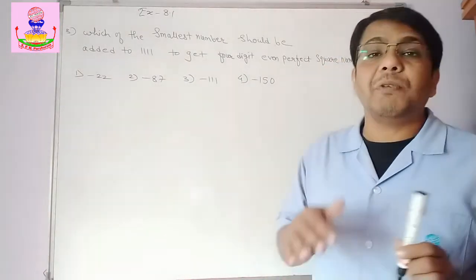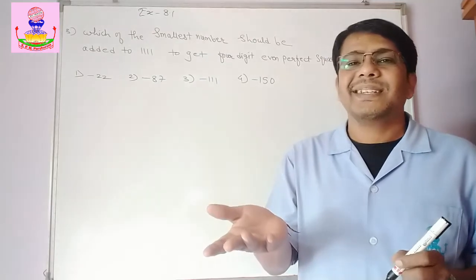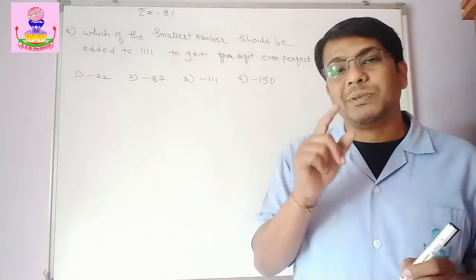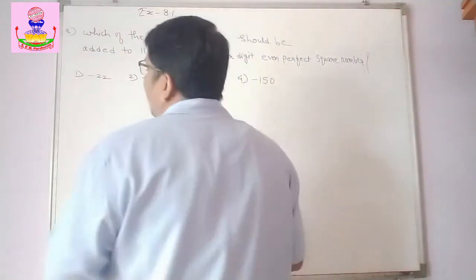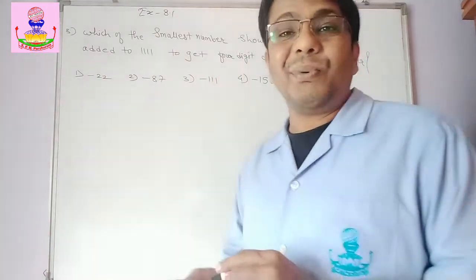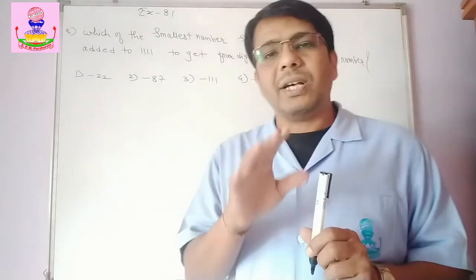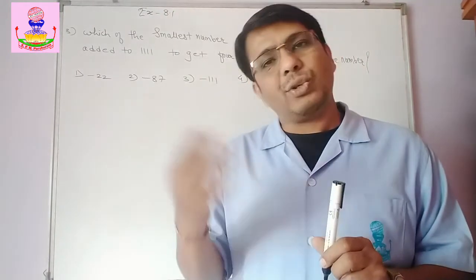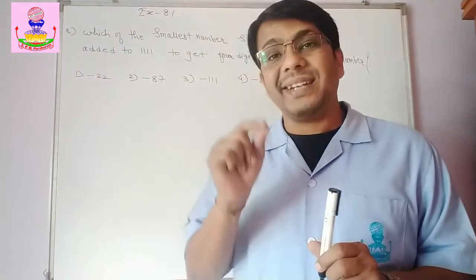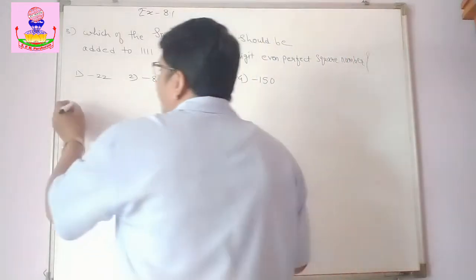Okay. Now first let us see the 4-digit even perfect square number. First we need to find it out. Now we know that 30 square is 900. So what is 31 square? Now 31, no doubt, it is an odd number. Its square is also going to be odd. But let us see what we get there.